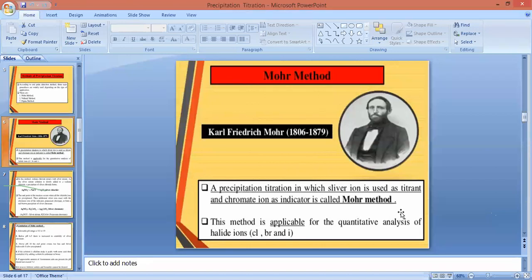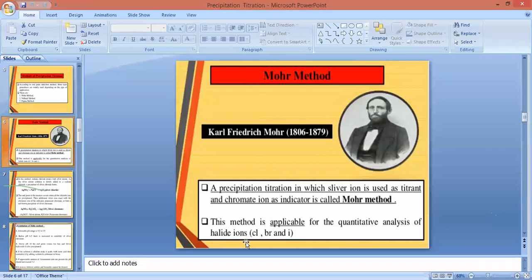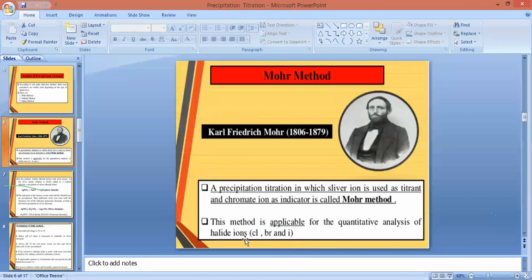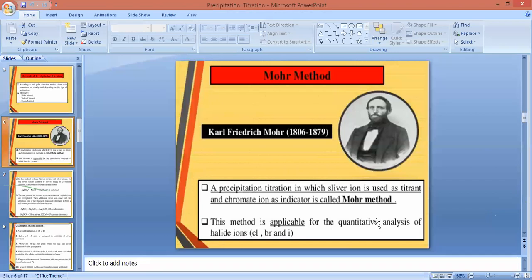Directly we are going to precipitate the standard solution of precipitating agent with that of the analyte. This method is particularly applicable for quantitative analysis of halide ion, that is chlorine, bromine, and iodine. So these main 3 ions or halides can be determined by Mohr's method of precipitation titration. In Mohr's method, the most commonly used precipitating reagent is silver nitrate, the indicator used is potassium chromate, and the analyte would be either chlorine, bromine, or iodine.